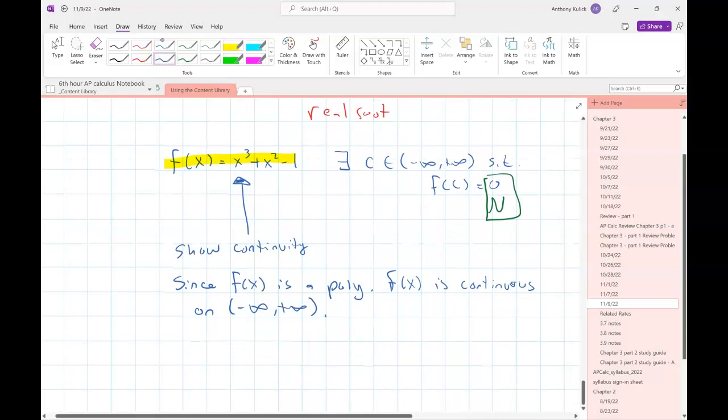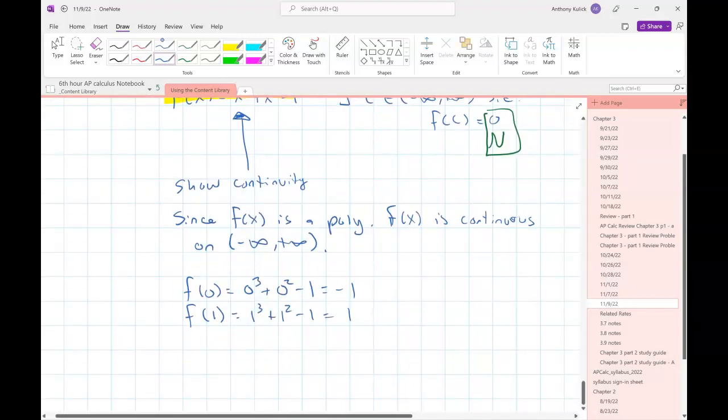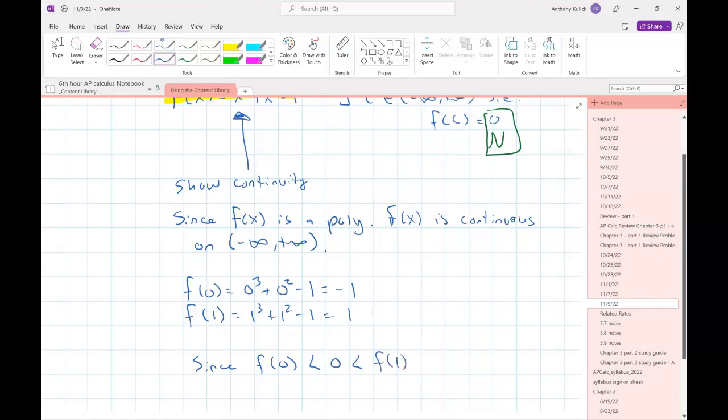Well, f of 0, I can tell gives me a negative value. And f of 1 gives me a positive value. So I can say since f of 0 is less than 0 is less than f of 1, there exists a C on the interval 0, 1, such that f of C is equal to 0.